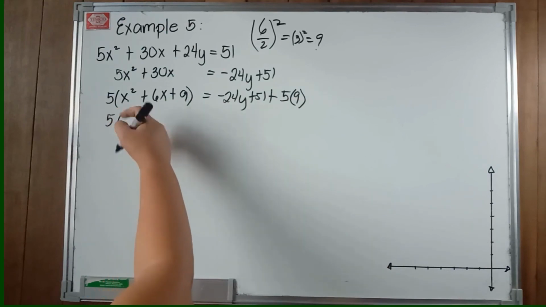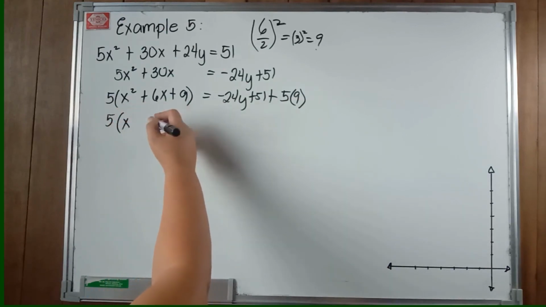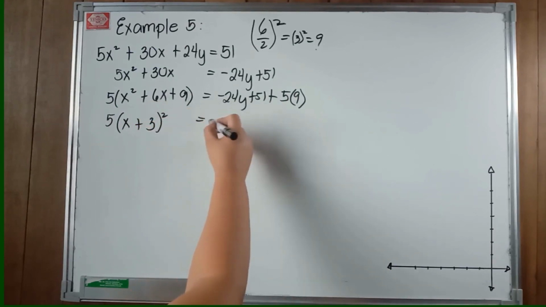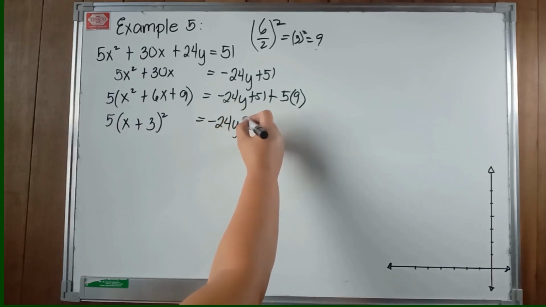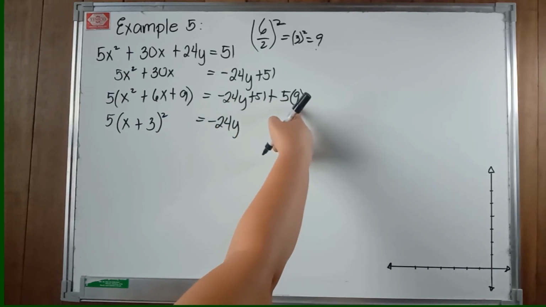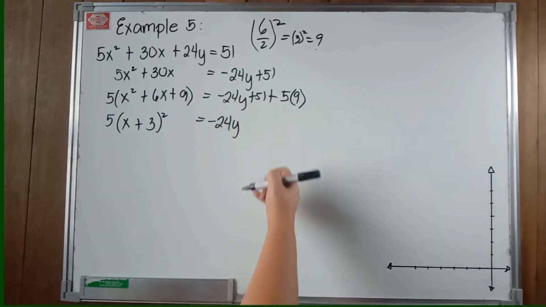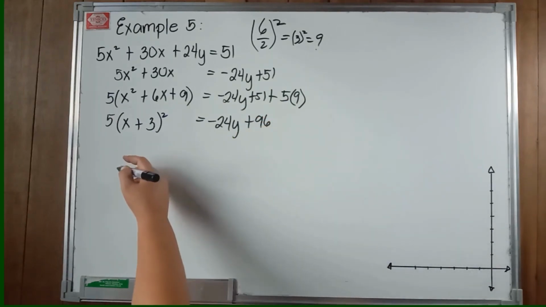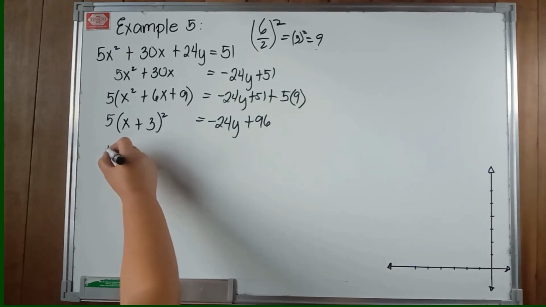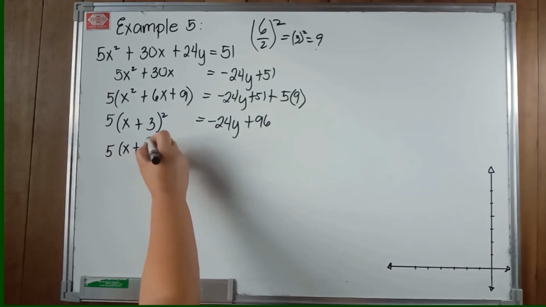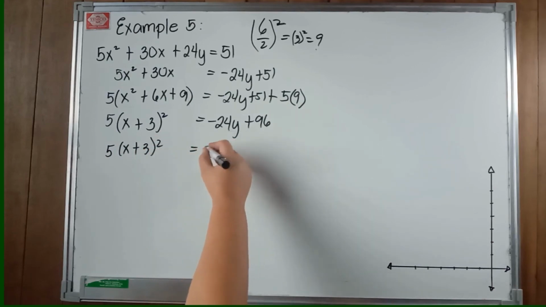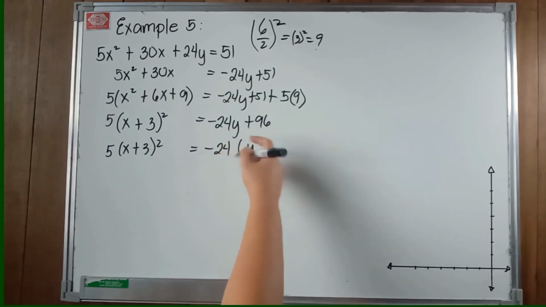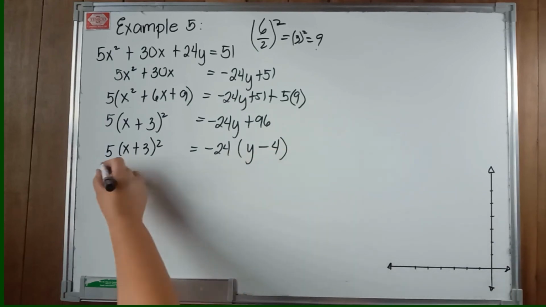Next, let's factor the perfect square trinomial. Square root of x squared is x, square root of 9 is 3. And then if we are going to add, we will have 6. So, we have x plus 3 squared minus, let's add 51 and 5 times 9, we have positive 96. Next, let's factor out negative 24 in our binomial. So, we have y minus 96 divided by negative 24 is negative 4.